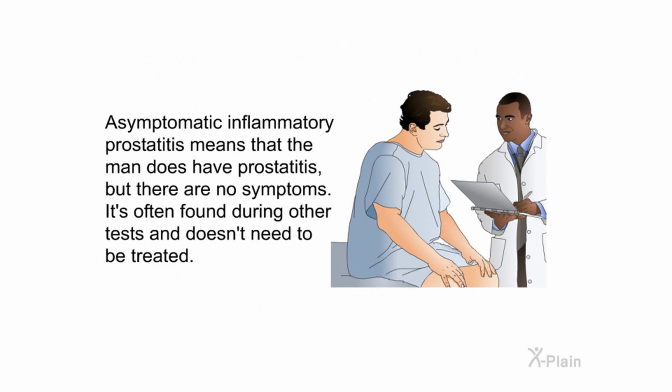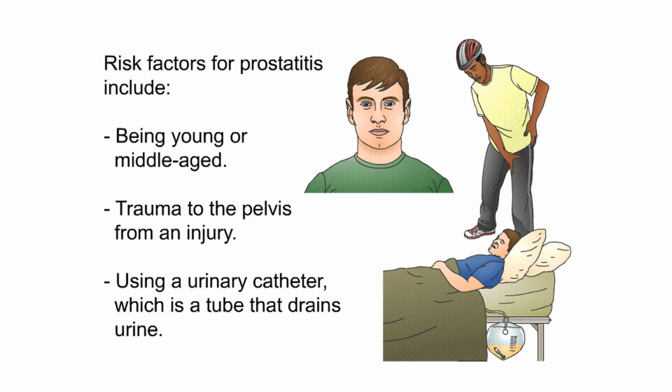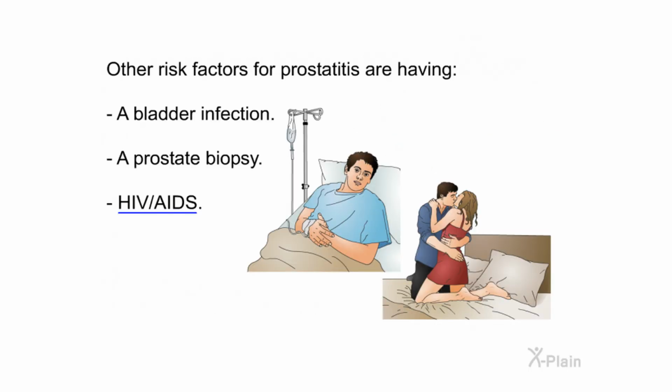Asymptomatic inflammatory prostatitis means that the man does have prostatitis, but there are no symptoms. It's often found during other tests and doesn't need to be treated. Risk factors for prostatitis include being young or middle-aged, trauma to the pelvis from an injury, using a urinary catheter, which is a tube that drains urine. Other risk factors for prostatitis are having a bladder infection, a prostate biopsy, HIV/AIDS.